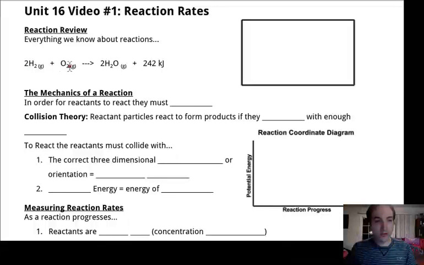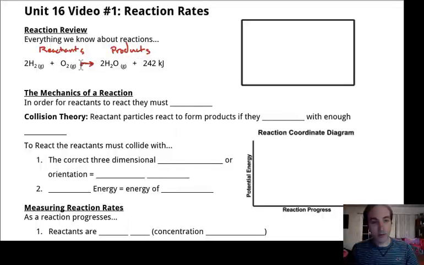We have hydrogen gas combining or reacting with oxygen gas to form water, and we also know that energy is released. So the first thing we know about this reaction is that the arrow in the middle shows us the flow of the reaction. In other words, it's going from reactants on this side, and we know that products are produced on the right. So in other words, the arrow points towards the products.